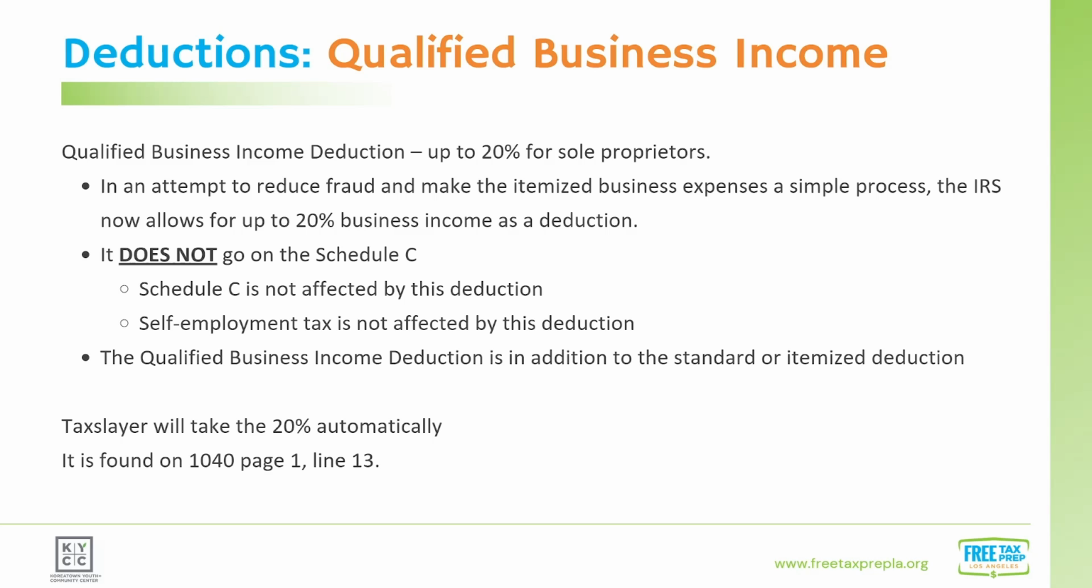The qualified business income deduction is in addition to the standard or itemized deduction. And again, the TaxSlayer software will take the 20% automatically if the client is eligible, and it is found on the 1040, page 1, line 13.